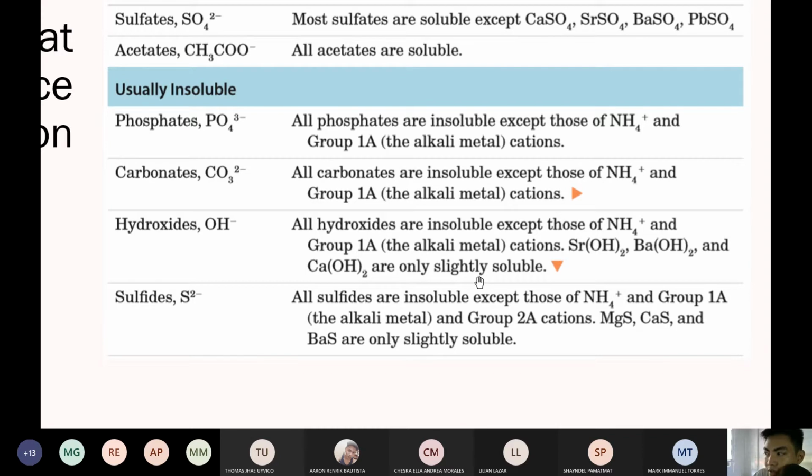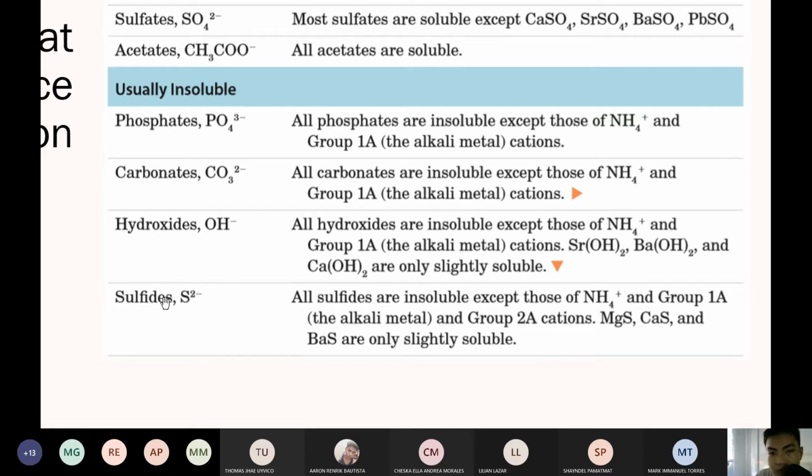Siguro nakikita nyo itong word na slightly, no? So when you see this slightly, just disregard this for now because we will discuss this again in analytical chemistry. Okay? We will learn there about the solubilities again. Di-discuss uli natin ito. Basta kapag slightly nakita nyo, consider it as fully soluble.